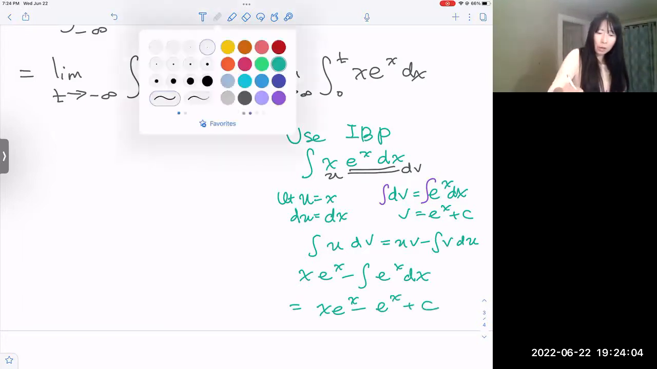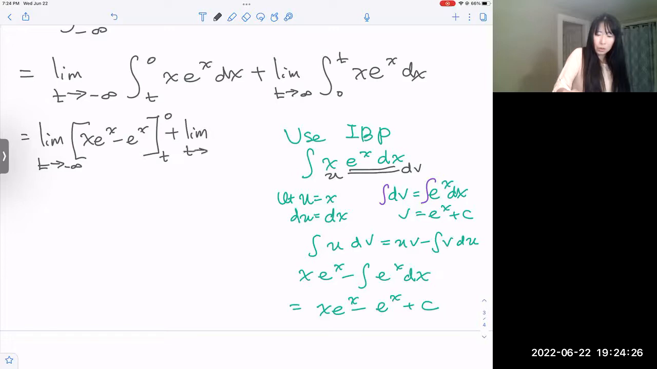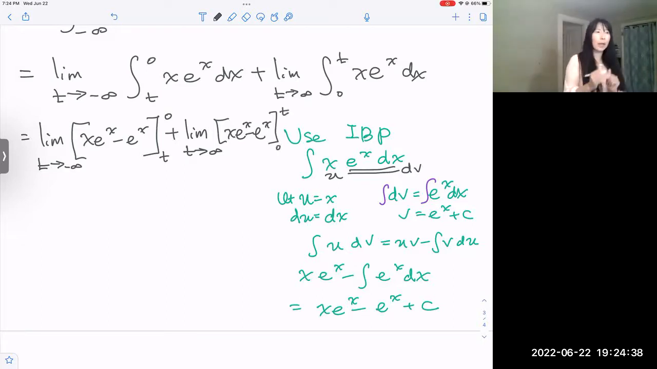Okay, we're going to use the two terms. So we will have the limit as t approaches negative infinity of x e^x minus e^x, and then we're going to evaluate from t to 0, plus the limit as t approaches positive infinity. We're going to write down the same, and then this one we're going to evaluate from 0 to t.